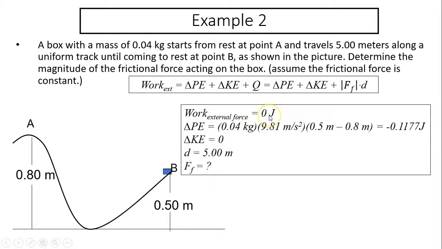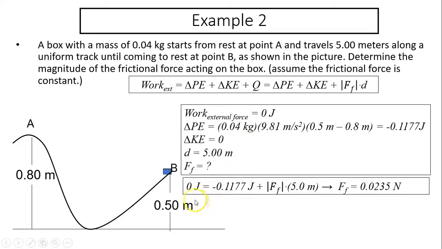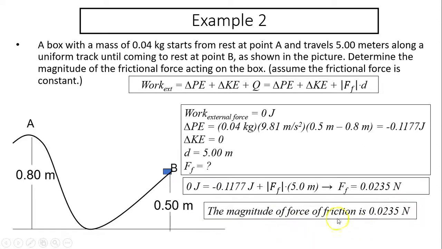Work done is 0 because there is no applied force in this case. Change in potential energy, final height minus initial height times mg, gives you a negative number, negative 0.1177 joules. Delta KE equals 0, since you start from rest and end at rest. The length of the path is 5 meters. Solve for Ff, the friction force. Plug everything in: work equals 0, equal to the change in potential energy, which is negative, plus change in KE which is 0, plus Ff times d, which is 5. You can solve for Ff, which gives you 0.0235 newtons. That is the magnitude of the force of friction: 0.0235 newtons.